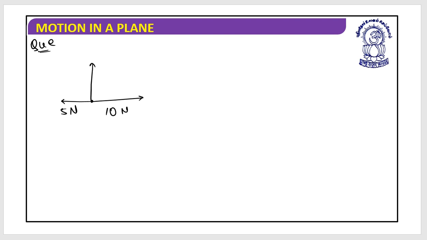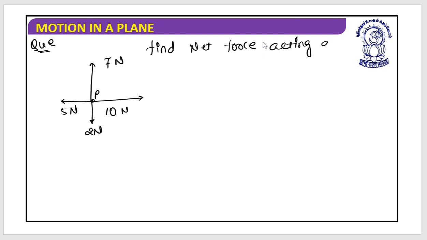This is, let's say, 7 Newton. This is 2 Newton. And let's say this is point P. So the requirement is to find the net force acting at point P.